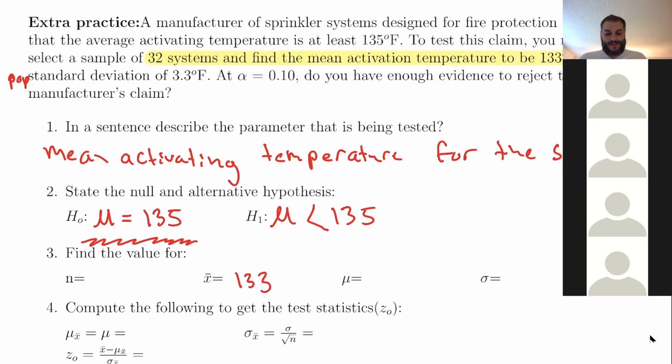All right. So let's do N. For N, how many systems did they check out, or how many systems did they sample? 32. 32, perfect. We already know the mean is 135. And we're saying the population standard deviation is 3.3.